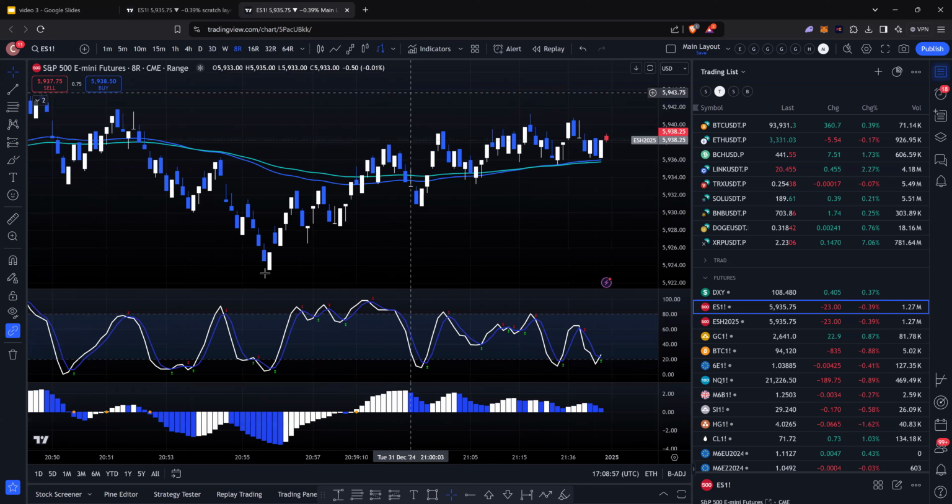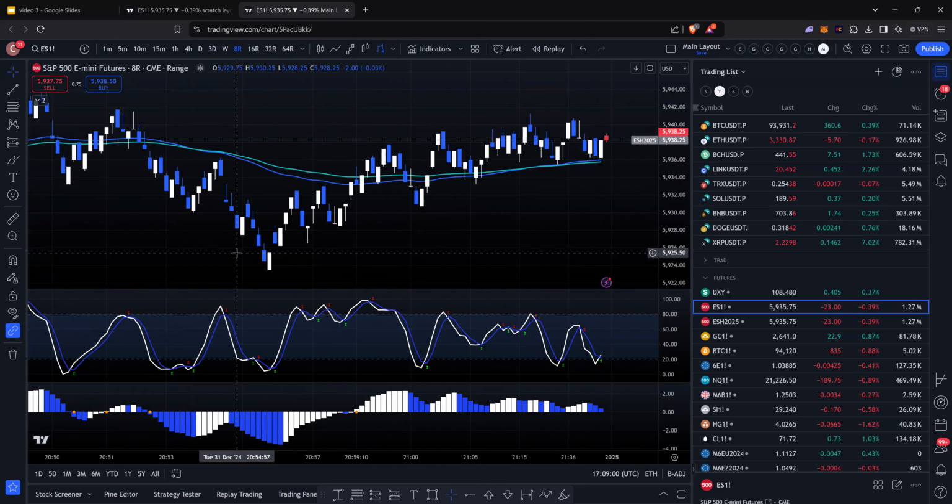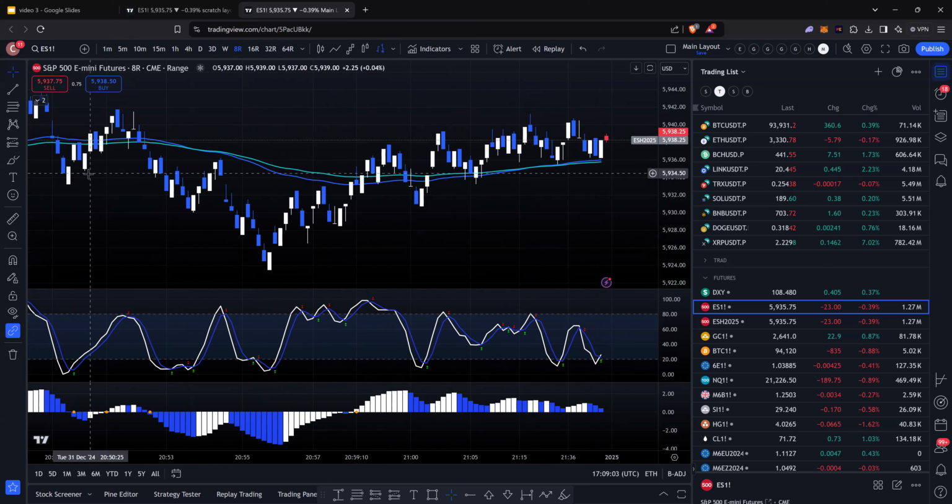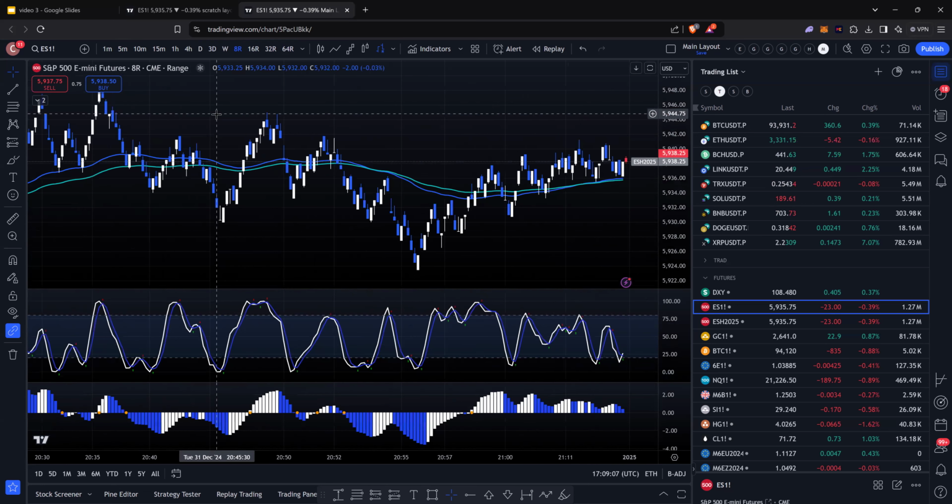So this is not based on time. So if there's hours and hours and hours of time that price doesn't move much, it won't print very many candles here. Or if there's a very volatile event, each of these candles might just be a few seconds to print.